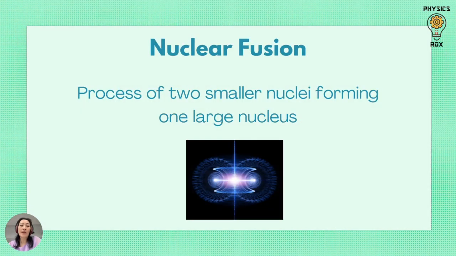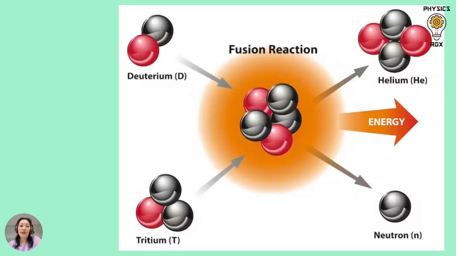So nuclear fusion now is the opposite of nuclear fission. It's a process of two smaller nuclei forming one large nucleus. So you can see, for example, in this case, we have two smaller atoms, deuterium and tritium, that combine. They fuse together. That's why it's called fusion. They fuse together to form one larger atom, which is in this case helium, and you can also have a spare neutron at the end. And of course, a lot of energy is produced.